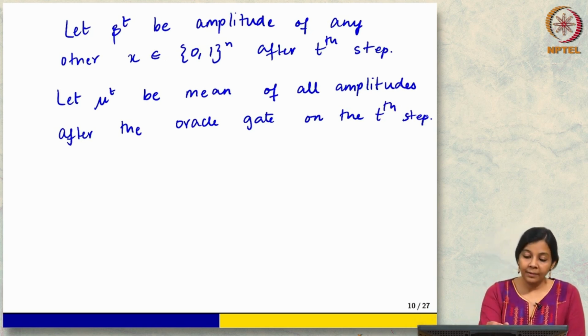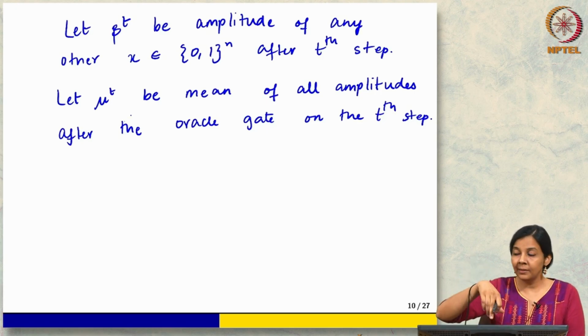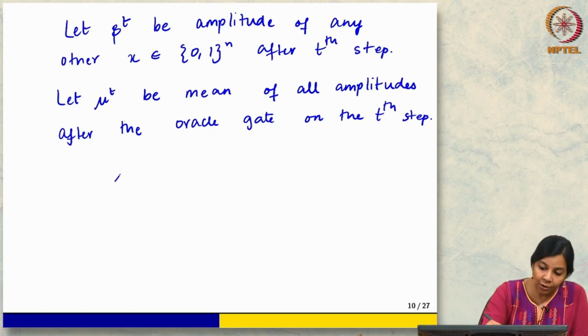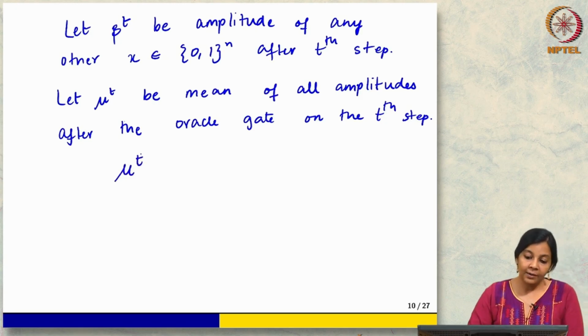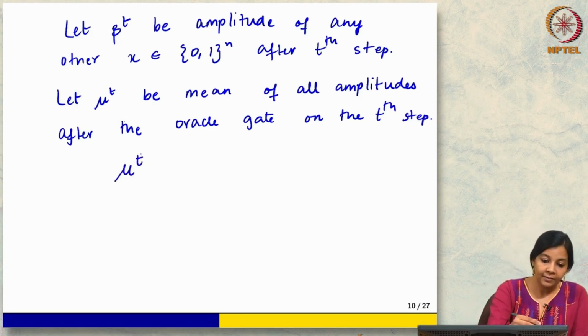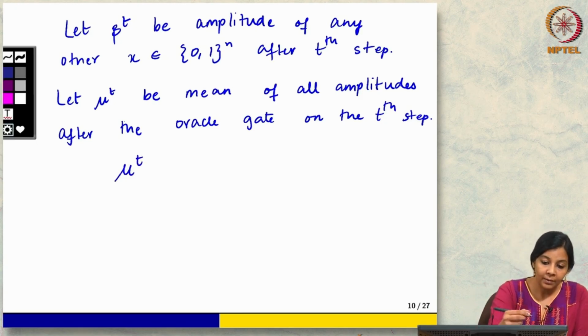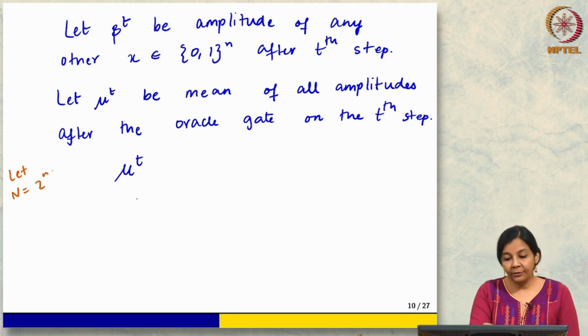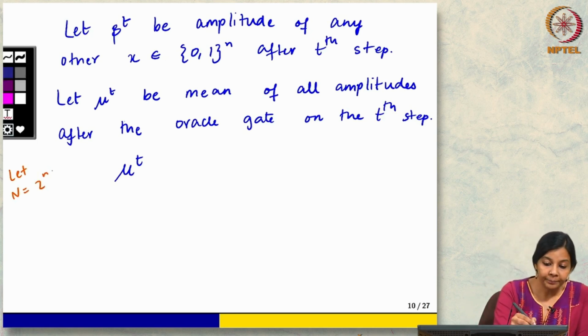So, note that mu t is not after the entire tth step, it is only after the oracle gate. So, basically when the amplitude on x star is negative, at that point you are computing mu t. So, can you tell me what should mu t be using alpha t and beta t? So, let us call, okay, let n denote 2 to the n. So, now can you tell me what is mu t?